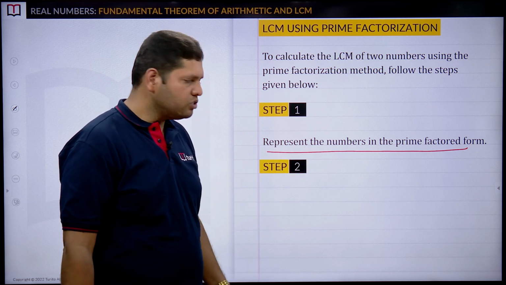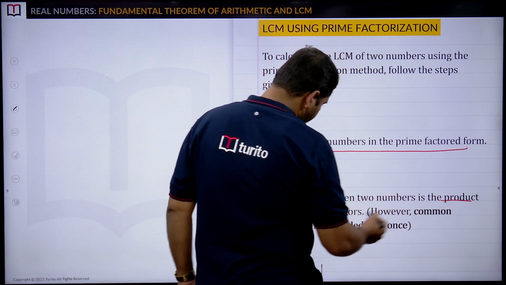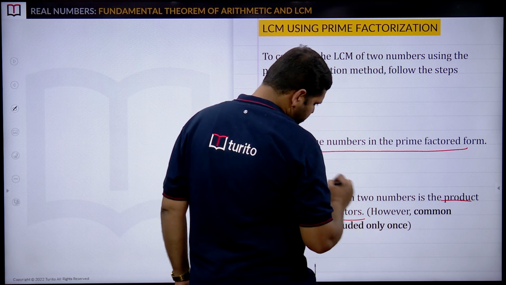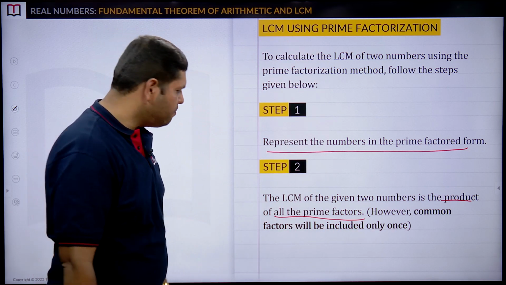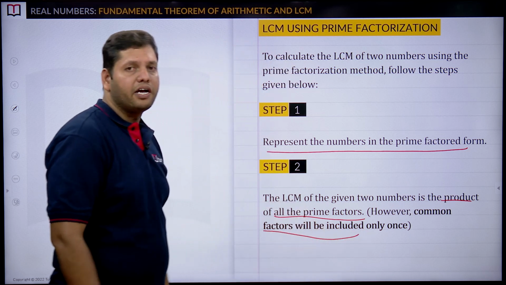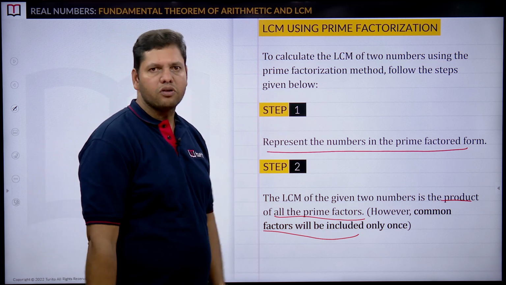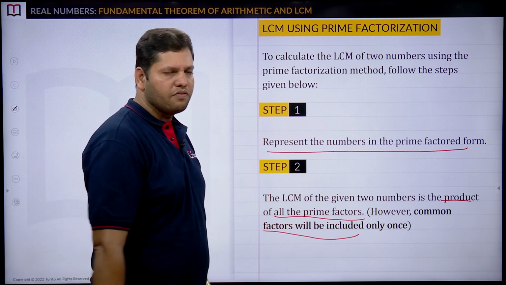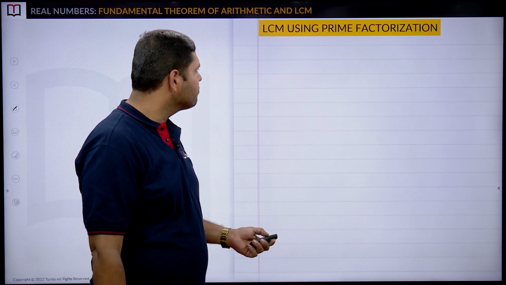And what is the second step, children? The LCM of the given two numbers is the product of its prime factors. But the thing is, if a factor is repeating 2 times, we can take it only 1 time. So that is the LCM by prime factorization method. So let us see it children, one by one, by taking one example so we can discuss this.